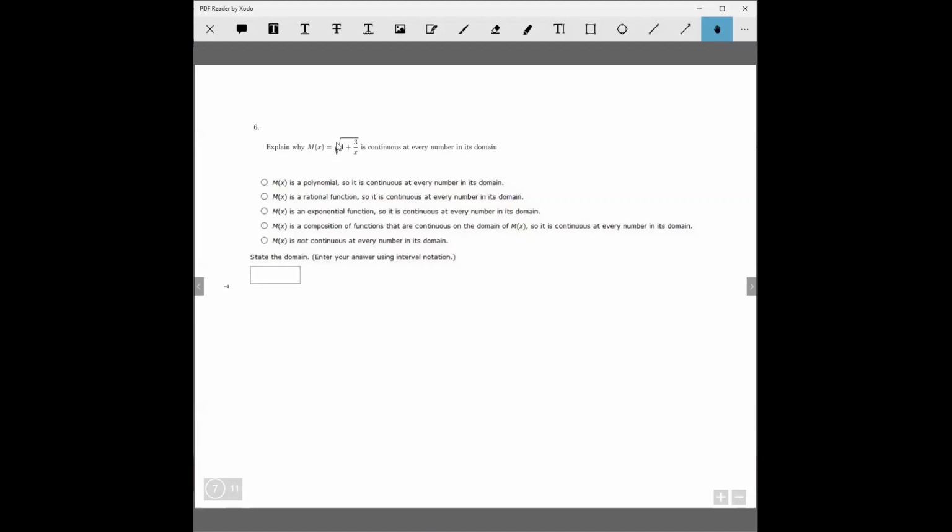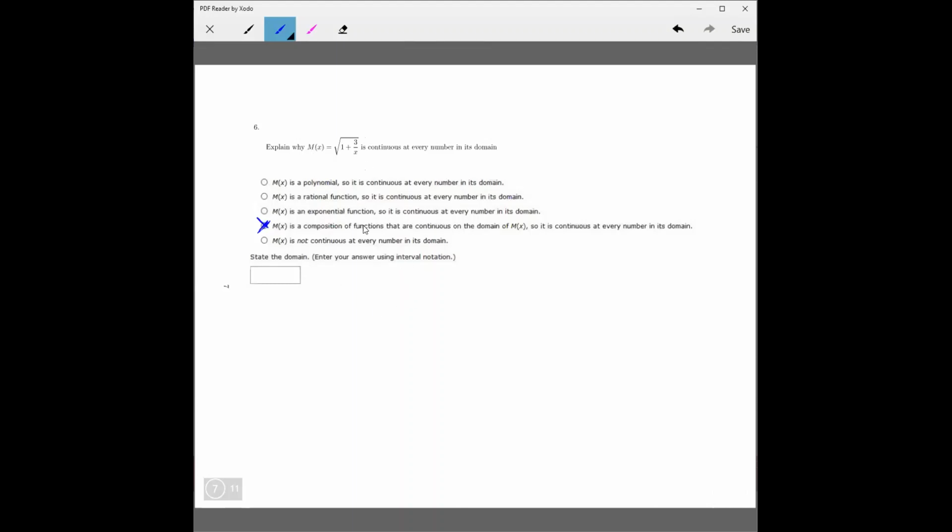There are numbers here that are not in the domain of this function. So it's not saying it's continuous everywhere. It's just continuous at every number in its domain. Rational functions are, polynomials are, square roots are, powers are. So this is a composition of functions that are continuous in the domain. So the correct answer would be there. And then the second part is to state the domain.